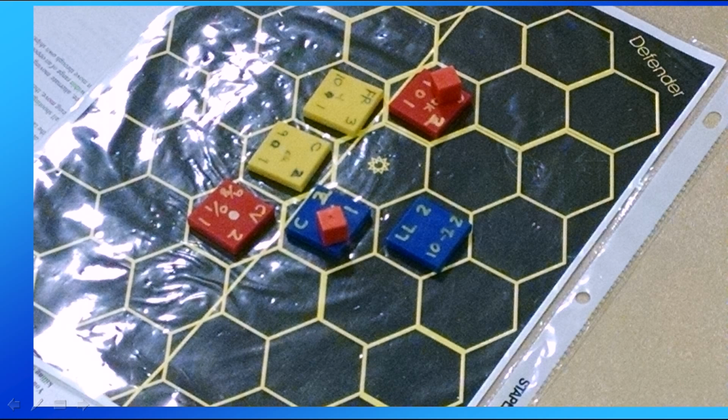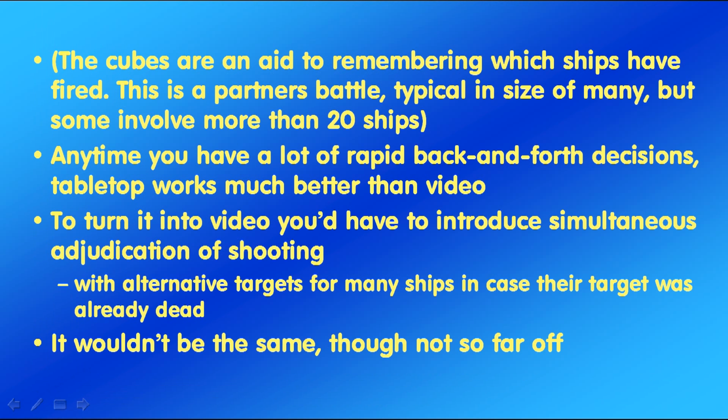Here is an example of a small battle. Again, partners, the red and yellow are on the same side. 6 ships. The cubes are there to help remind the players of which ships have already shot. Now, this is a fairly typical sized battle, but you can have battles with 20 or more ships in them. Anytime you have a lot of rapid back and forth decisions, the tabletop is going to work much better than video.